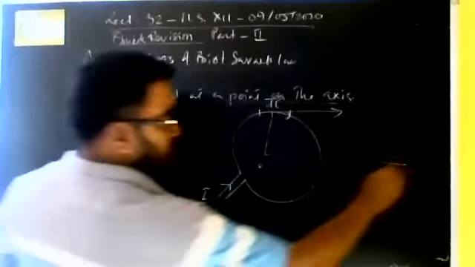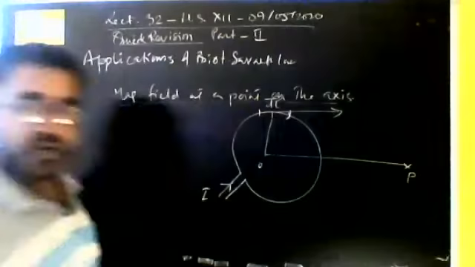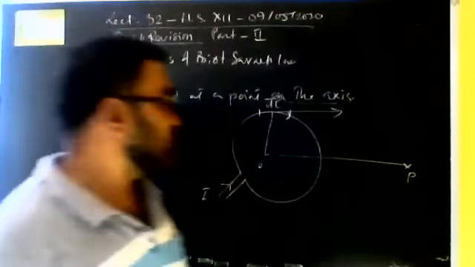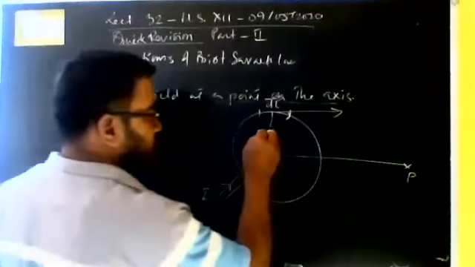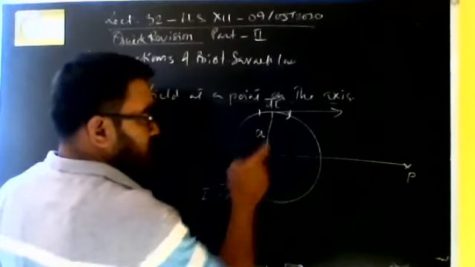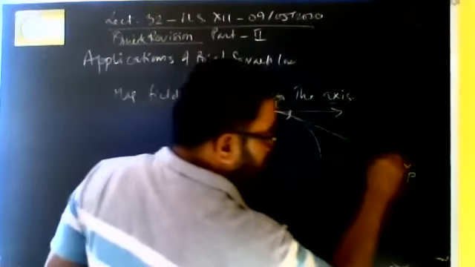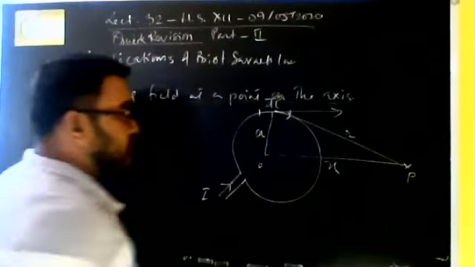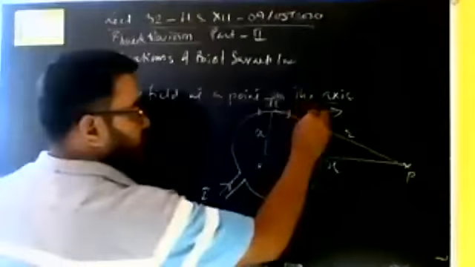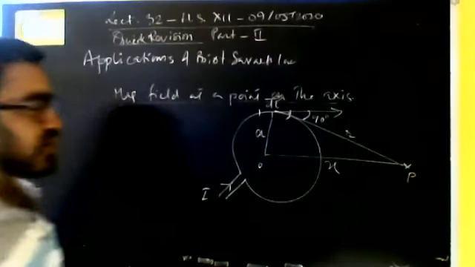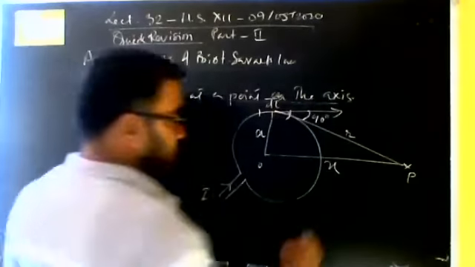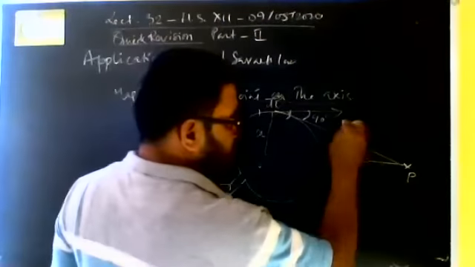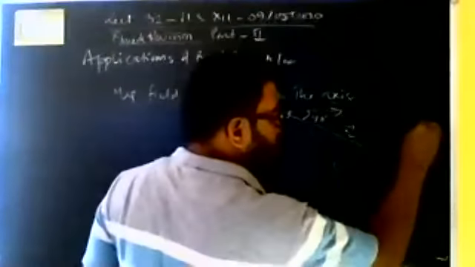So you are going to find out the magnetic field at point P. P is on the axis. Suppose this radius is a, this length is x, and this is r. So this angle will be 90 degrees. Mind it, this angle will be 90 degrees. And as I told, the magnetic field produced here will be given by the Biot-Savart law.